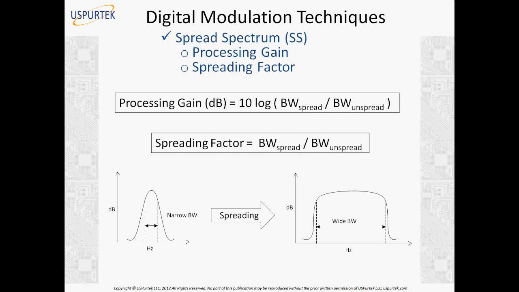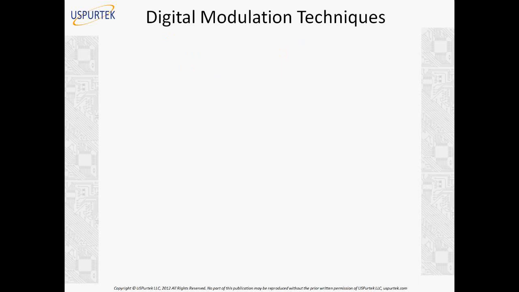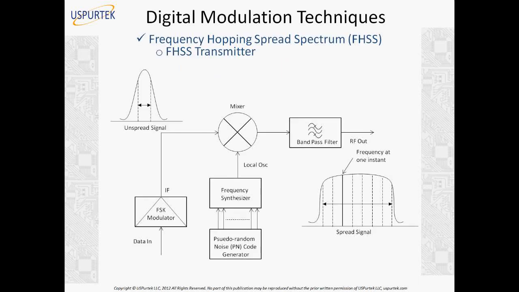Now in FHSS, the frequency hopping spread spectrum technique, we are actually hopping the frequency. In the unspread signal, we have a single narrow frequency here, but at the output you see we have a spread signal, which is very wide band. How do we achieve it? We just hop from one frequency to another. That is how we cover the whole band. So how do we do that? In the local oscillator, we have a frequency synthesizer and a PN code generator, which hops the frequency, which changes the frequency of the local oscillator actually. We have data coming in from a frequency shift keying modulator at the intermediate frequency, the IF, and then coming to the mixer here.